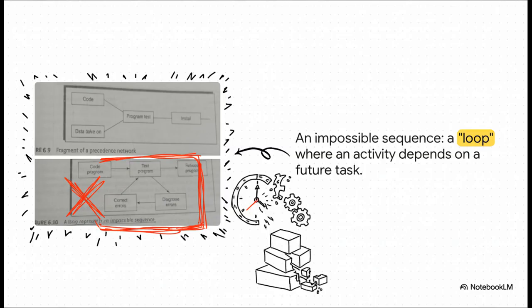Rule number 1, no loops. A loop, like you see here, is basically a project paradox. It's like saying, okay, to get your keys, you first have to unlock the car. It just doesn't work. It's a completely impossible sequence that gets your project stuck forever.